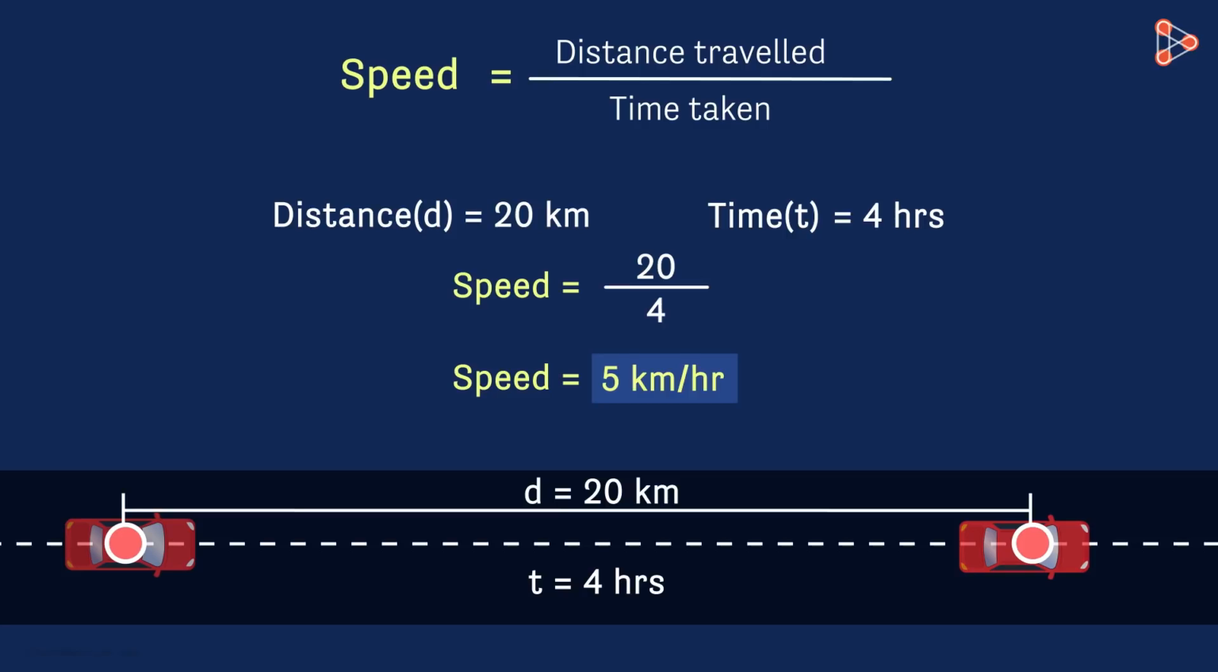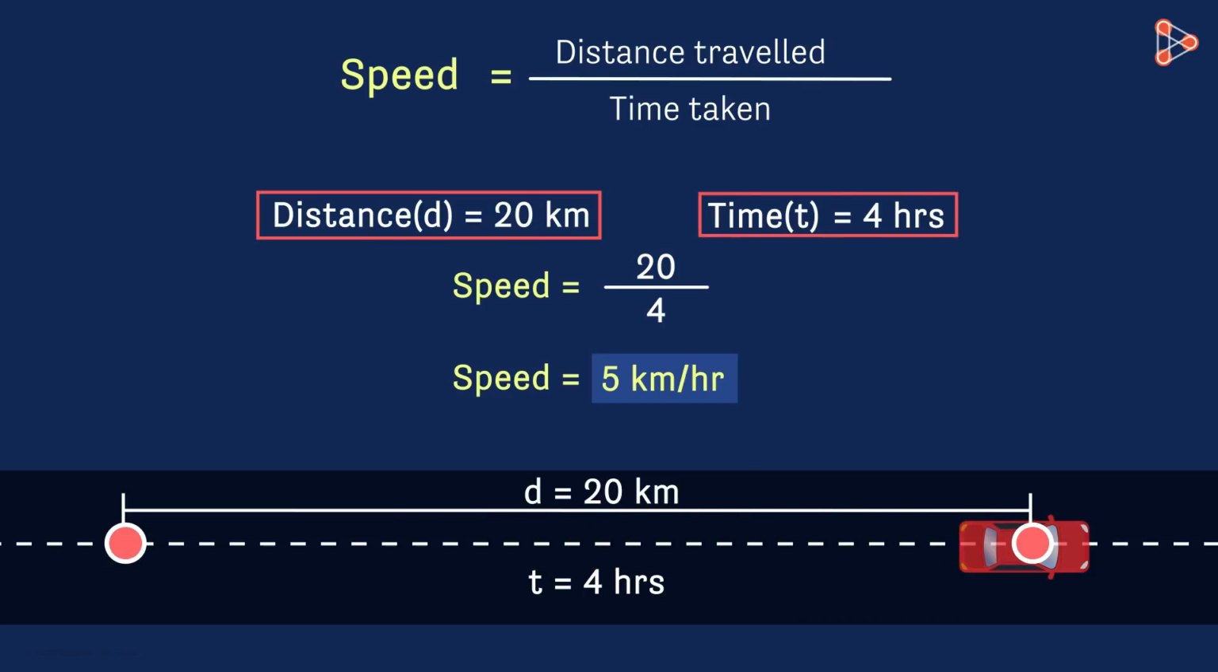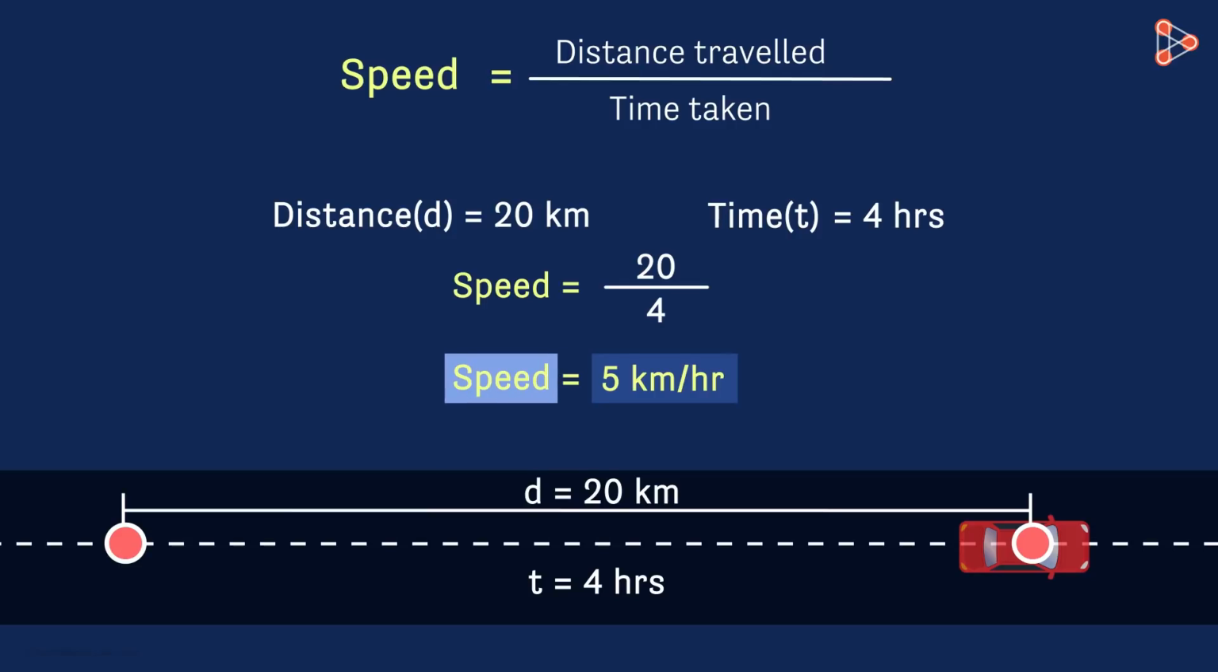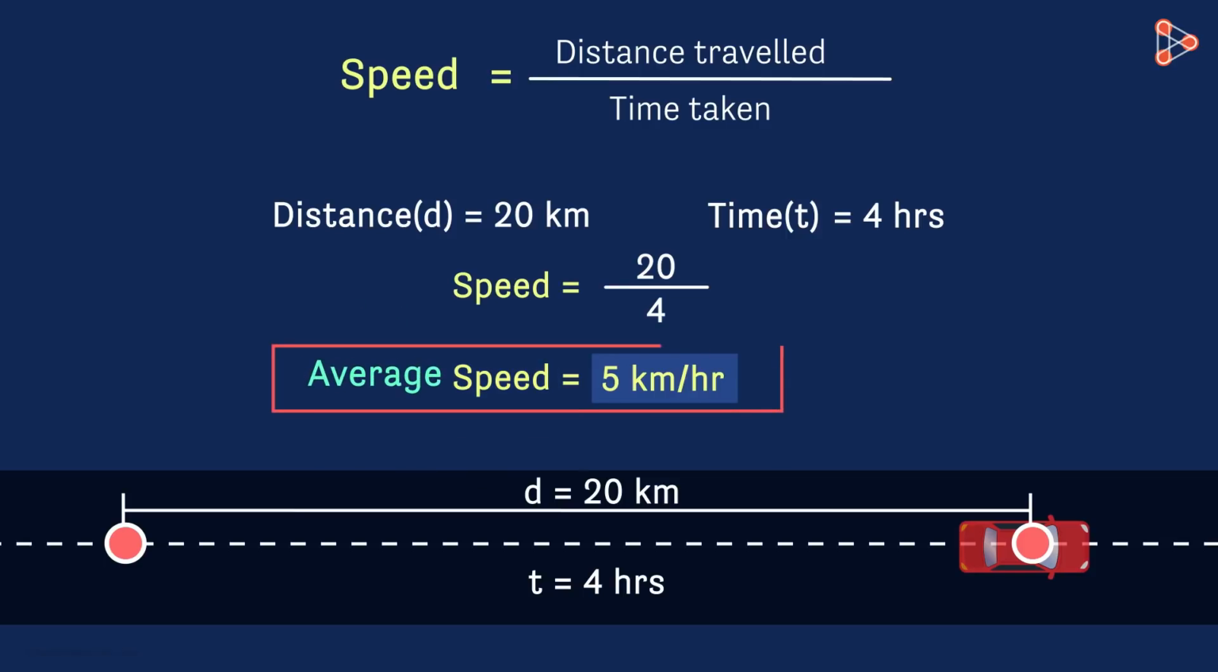Because maybe the car was slow in the first half of the journey and then sped up in the second half. The given data does not imply in any way that the car will cover 5 kilometers in every hour. So if this is not a constant speed, then what is the speed called? This speed is called average speed.